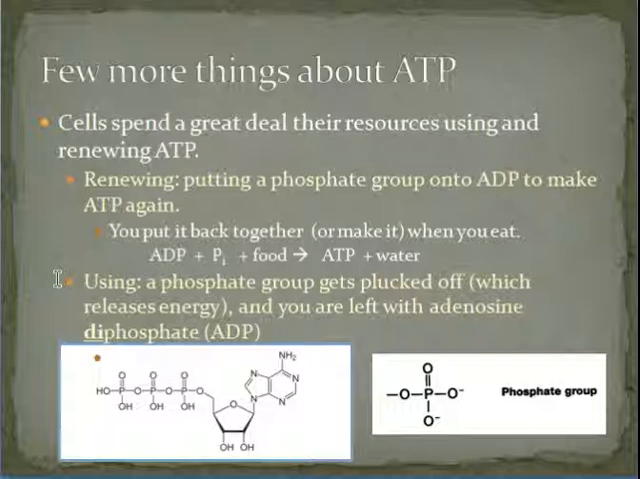When we use it, say for exercise or just walking or any muscle movement really, a phosphate group gets plucked off. So here we have adenosine triphosphate with 3 phosphate groups, and the one on the end will just get pulled off, and then you'll be left with adenosine diphosphate. So again, 2 phosphate groups.